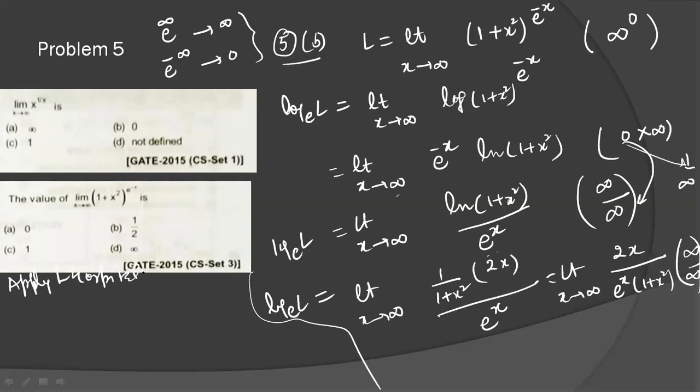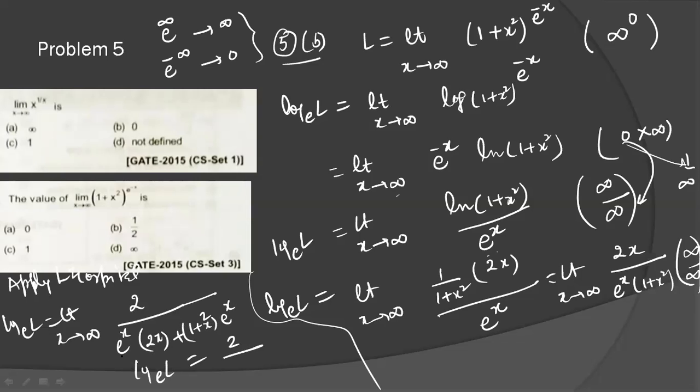Apply L'Hospital again. So log L will be the limit x tending to infinity, the derivative of 2x will be 2. In the denominator, we have to apply first into second: e to the power x times the derivative of (1 + x²), which is 2x, plus (1 + x²) times the derivative of e to the power x, which is e to the power x. If you apply the limit, 2 upon infinity will go to 0. So L will be e to the power 0. It means again the limit is going to 1. So the answer is option C for this question also. This is the correct answer, C.